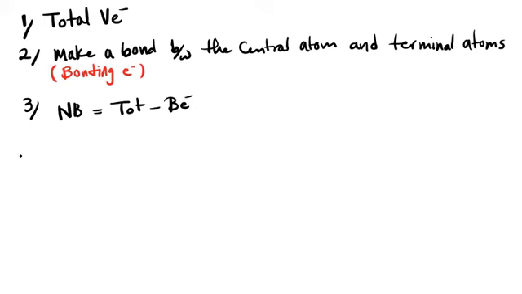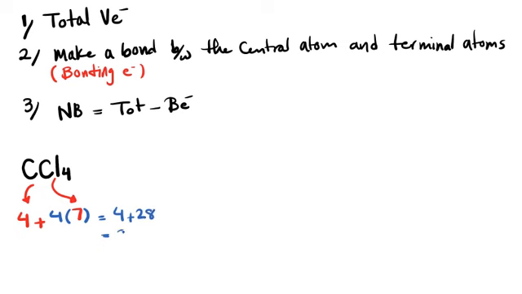Let me start with one simple example, CCl4. First, we need to calculate total valence electrons. Carbon is group number 4, and chlorine is group number 7. But we have 4 chlorine, so we multiply by 4. So 4 plus 28, we are going to have 32 electrons. So this compound, CCl4, has 32 total valence electrons.